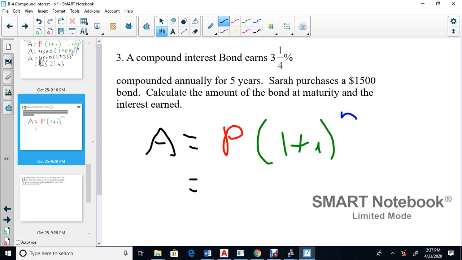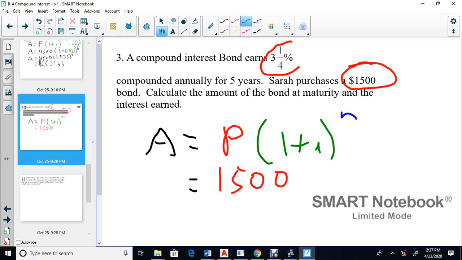Okay, so let's see, P. So we use red. Now we've got to find how much they invest. The P, the principal. Sarah purchases $1,500. So that goes in here, 1,500.